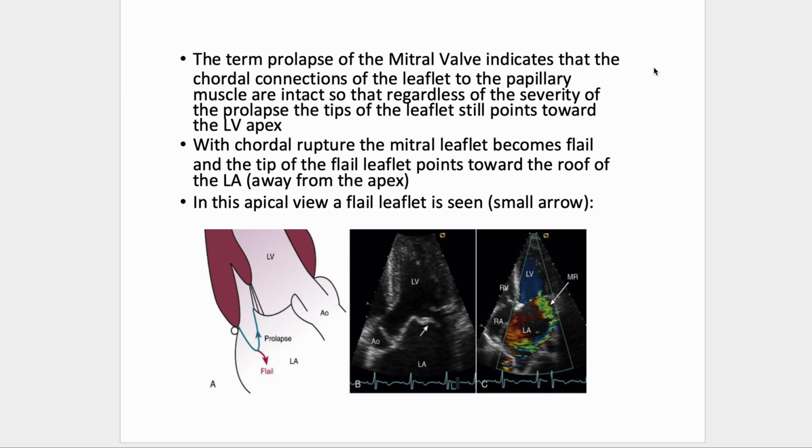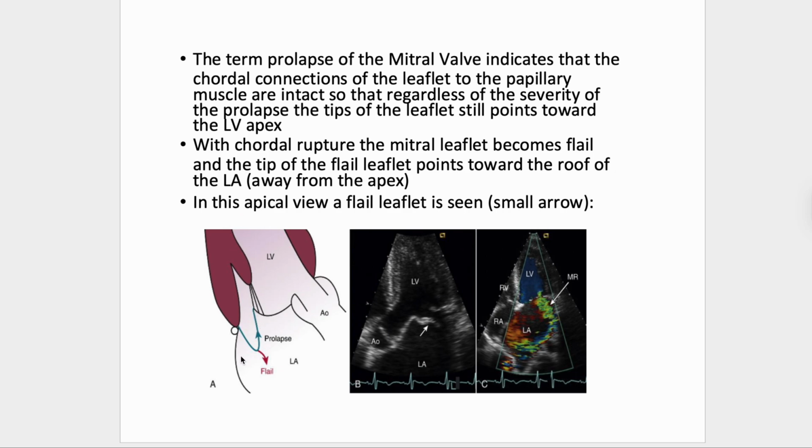Okay, so what this is showing you is the difference between prolapse and a flail leaflet. So when there's prolapse, this is a normal valve leaflet, right? This is 3-chamber. And you can see that the tip of the valve is still pointing towards the LV, right? It kind of opens out into the LV. The same thing should be true here, but instead with prolapse, we have this bowing into the LA. It's kind of doming backward in here. But one thing that remains the same with prolapse is that the tip is still facing the LV.